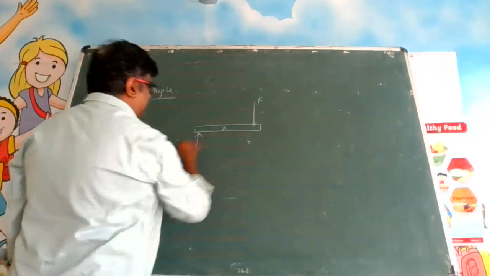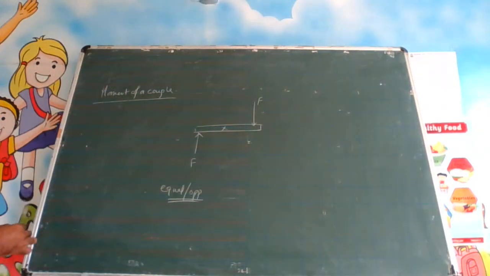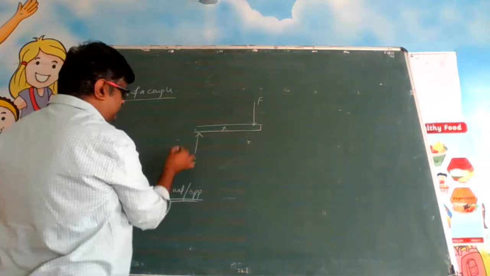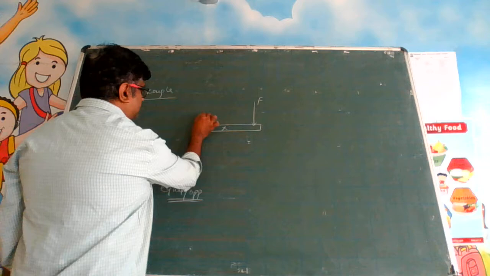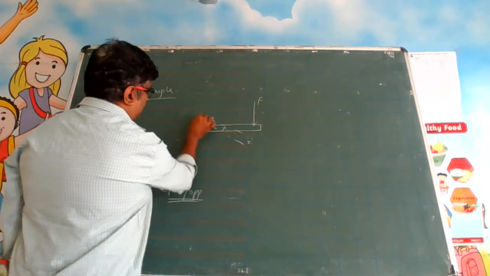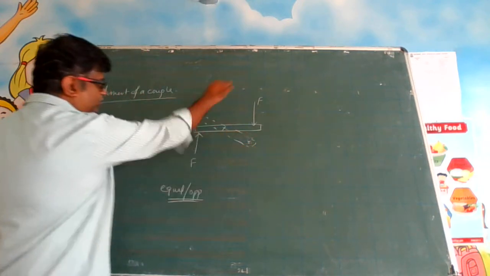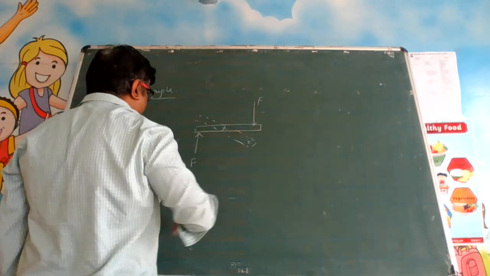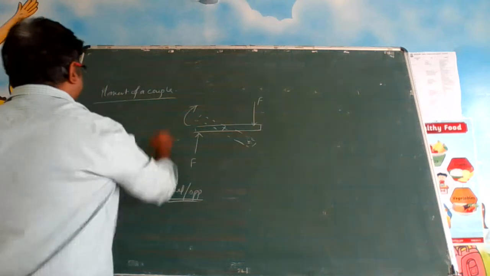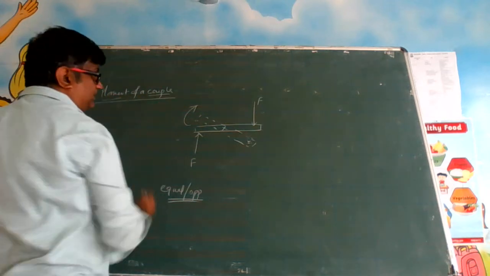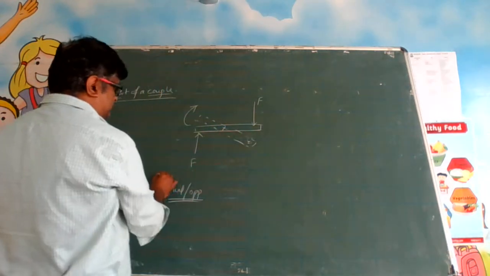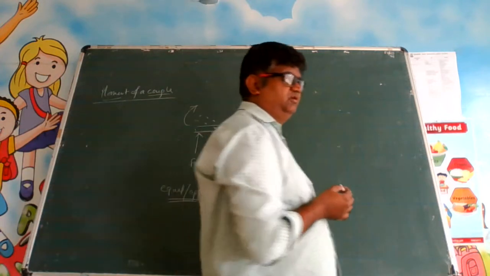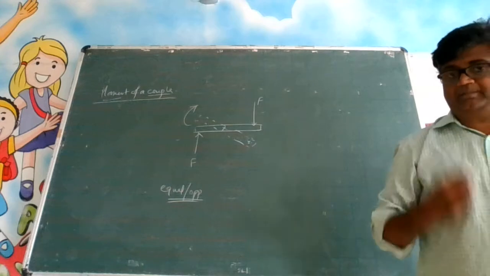You take a point in between, some point. These are both parallel forces. What are these forces trying to do? They are trying to rotate this bar, isn't it? How are they rotating? They are trying to rotate in this way. So this is called moment of a couple. Couple means two forces. Which type of forces? Parallel, equal and opposite.